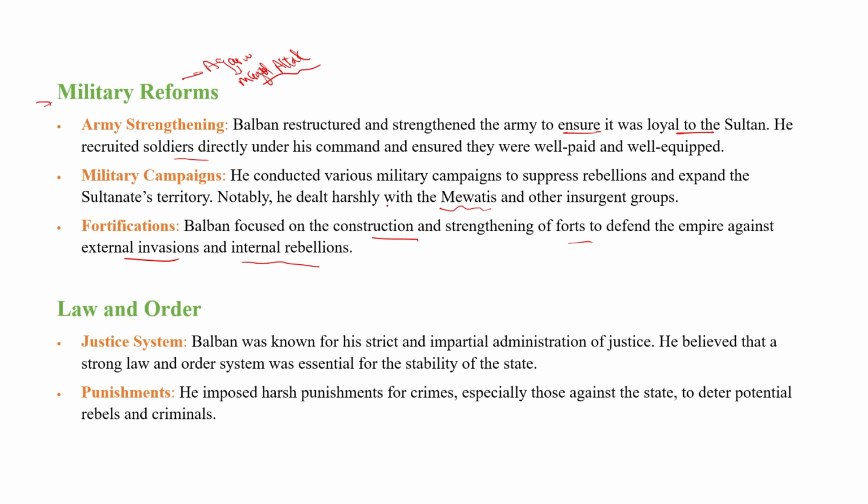Law and order. Balban was known for his strict and impartial administration of justice, and he adopted a policy known as the iron and blood policy. He believed that a strong law and order system was essential for the stability of the state. He imposed harsh punishment for crimes, especially those against the state, to deter potential rebellions and criminals. So there was a judiciary system also during the time of Balban. Basically, he adopted a policy known as the iron and blood policy.